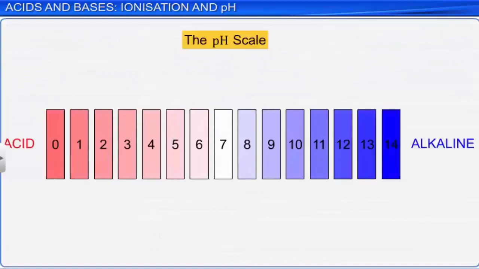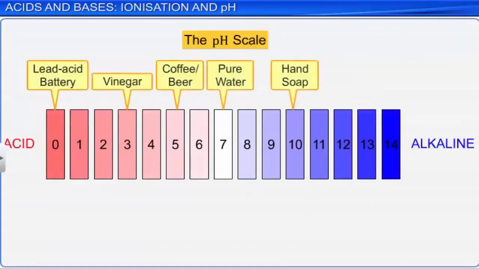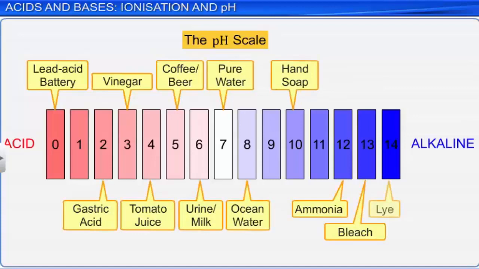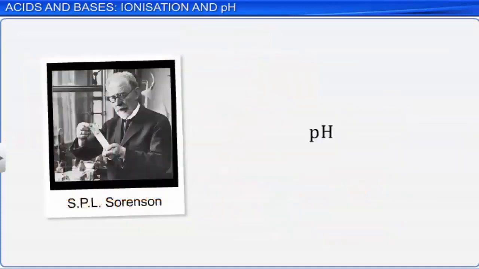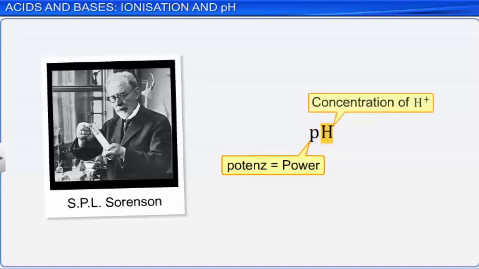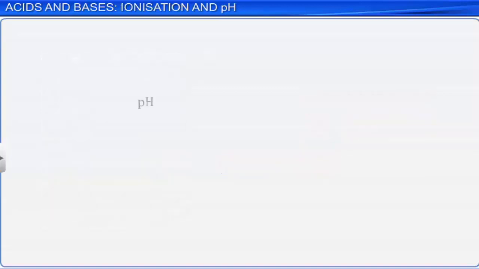The concentration of hydrogen ions is commonly expressed in terms of the pH scale, which was introduced by S.P.L. Sorensen. The P in pH comes from the German word Potenz, meaning power, and the H from the concentration of H plus ions. The pH of a solution is defined as negative logarithm to the base 10 of the molar hydrogen ion concentration in a solution.